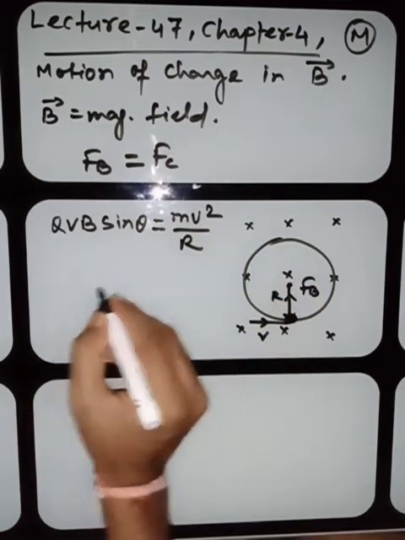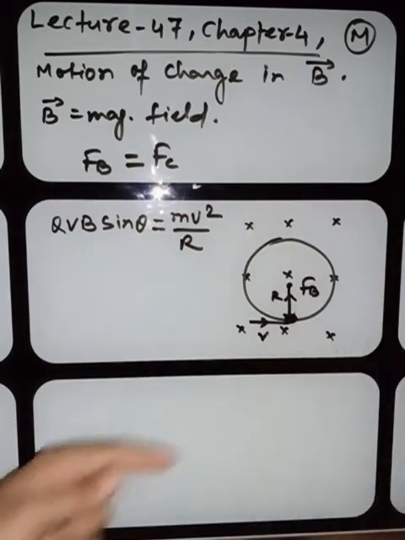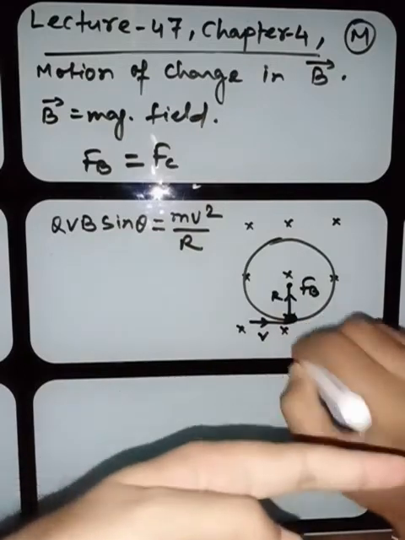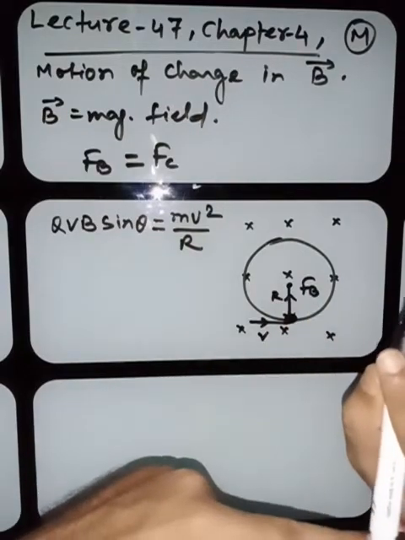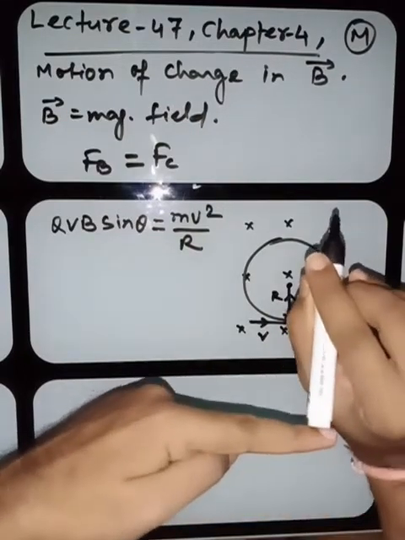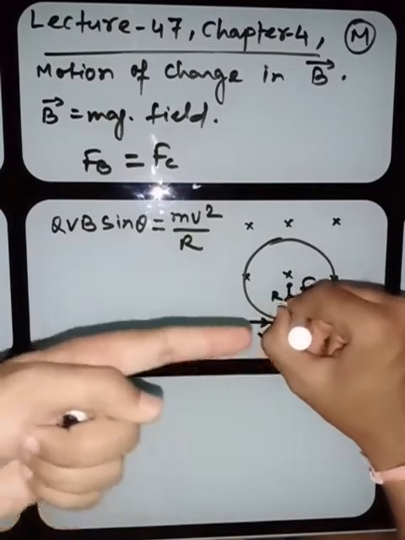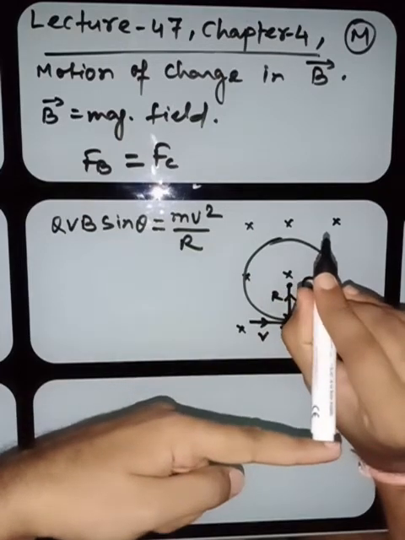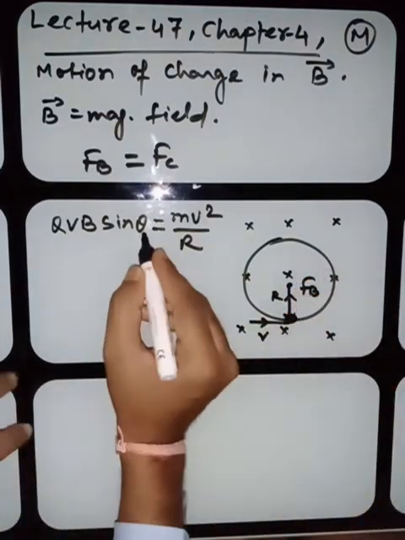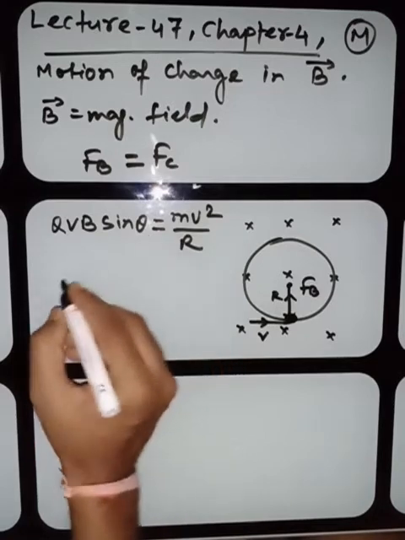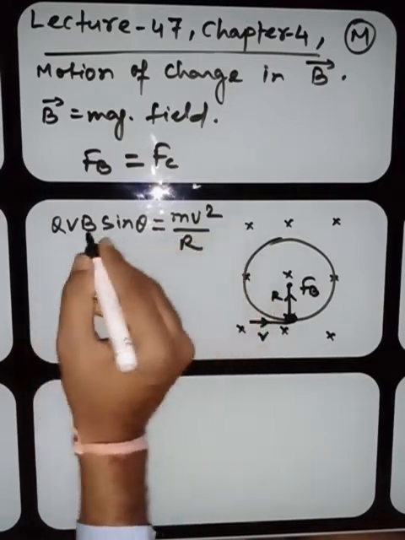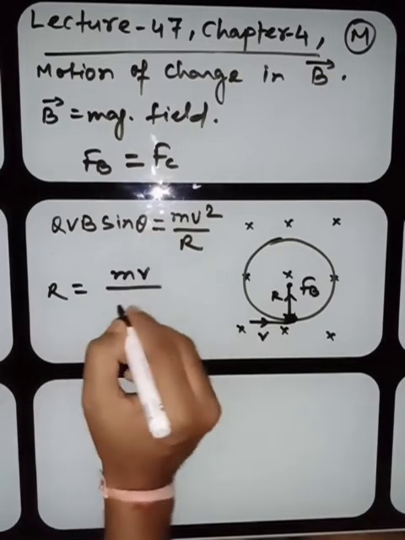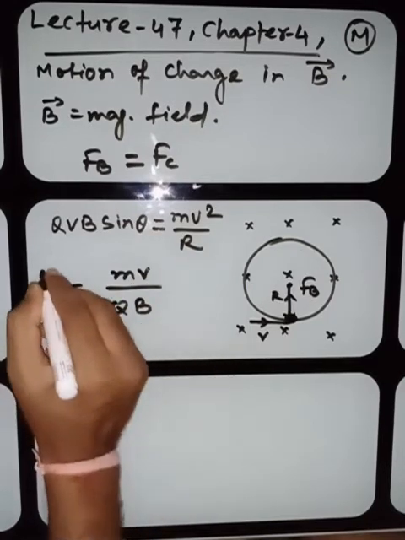Since theta here is 90 degrees, the charge is projected in this direction and the magnetic field is in the downward direction, so you can see the angle is 90 degrees. So sin 90 will be 1. Here v will be cancelled out, so r can be written as mv over qB.